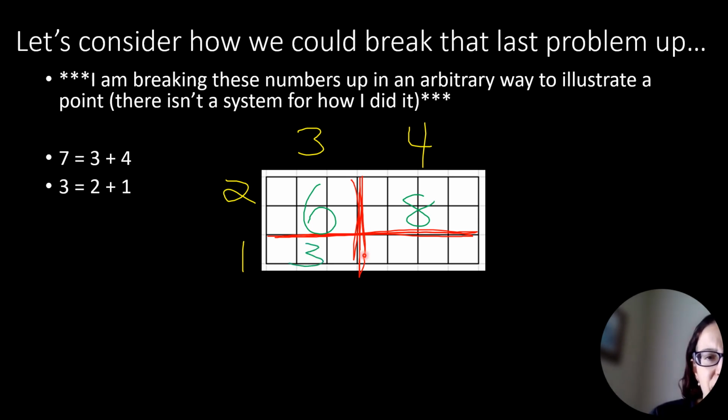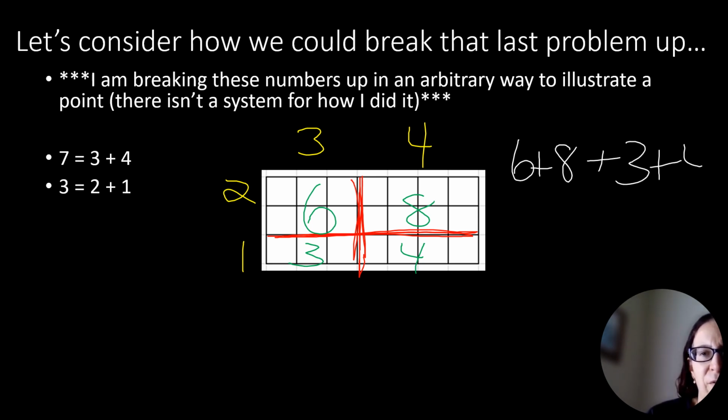And then this rectangle right here has a height of 1 and a width of 4, so it has an area of 4. And if I wanted to find the area of the entire rectangle, okay, I'll box this like the entire rectangle, I could add up the individual areas. So I could do 6 plus 8 plus 3 plus 4.